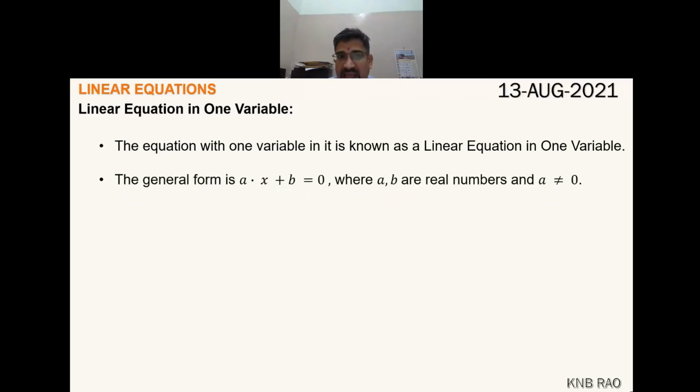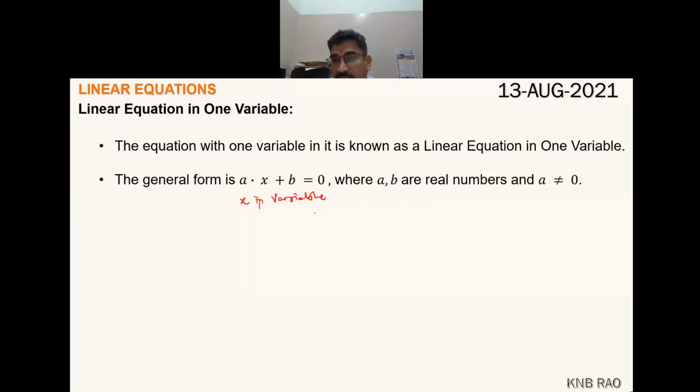General form of a linear equation in one variable. What is the general form of a linear equation in one variable? A into x plus b equal to 0. What are these a, b? A, b are real numbers. They are numbers. And what is x? X is a variable. And a and b are real numbers and x is a variable.